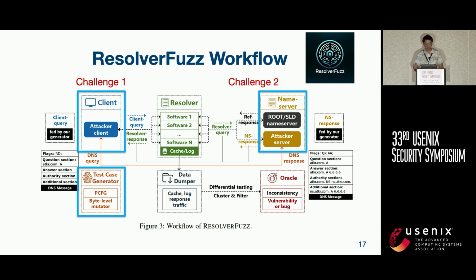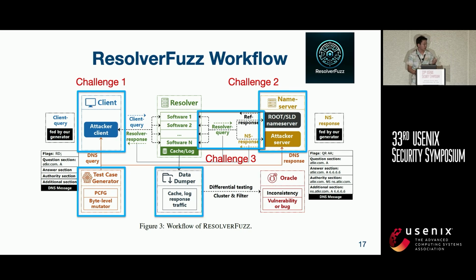To address challenge 2, we have the nameserver, and we preset a duration of time for the resolver and the nameserver to communicate with each other, so the resolver can be tested comprehensively. For the third part, we collect all the data during the testing, including the cache response, the system log, and also the traffic. Finally, with the collected data, we do differential testing and find the discrepancies, and finally the vulnerabilities within those resolvers.